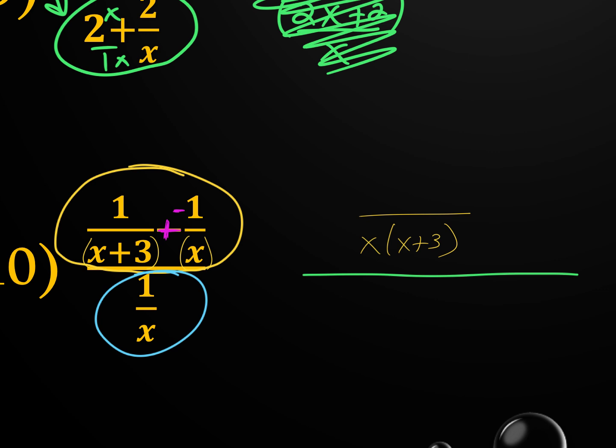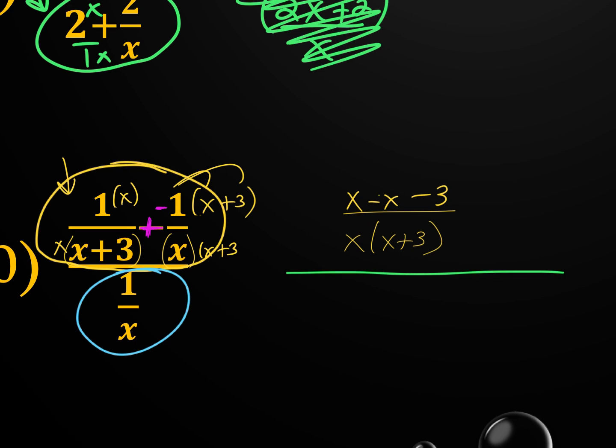So my first fraction has the X plus 3. What's the denominator missing? X. If I multiply the bottom by X, I have to multiply the top. So I have X. My second fraction has the X. What is it missing? X plus 3. So I have to multiply the top by X plus 3. So when you distribute this negative, guys, what do you end up with? Negative X minus 3. Good. Is there any simplifying you can do there? X minus X is zero, yep.